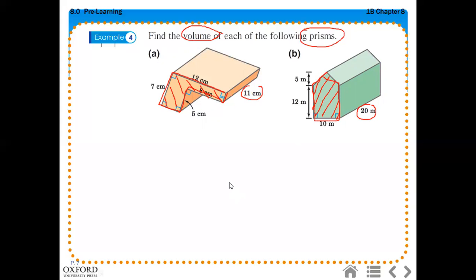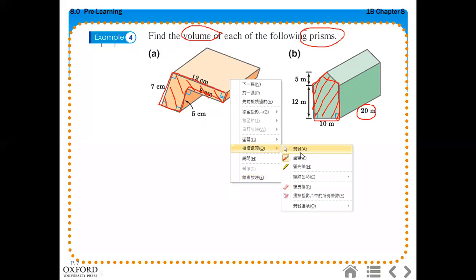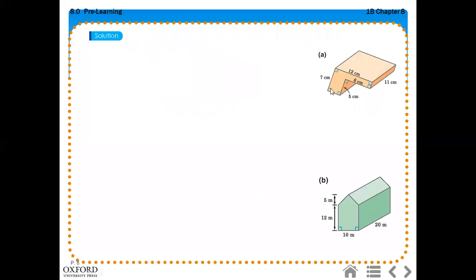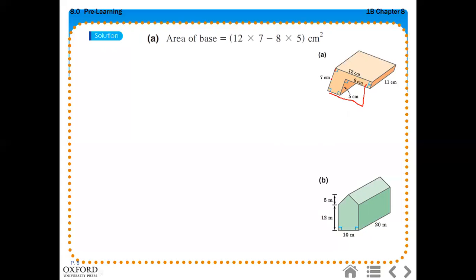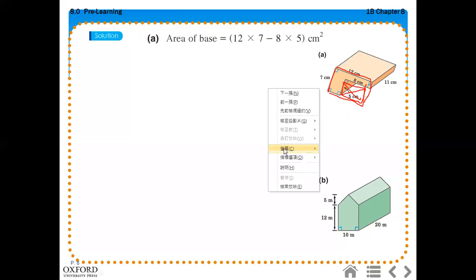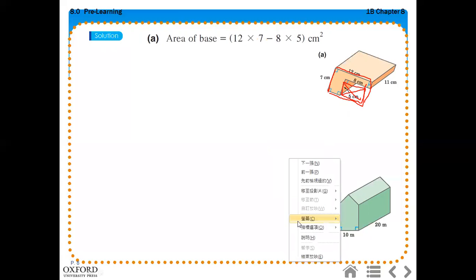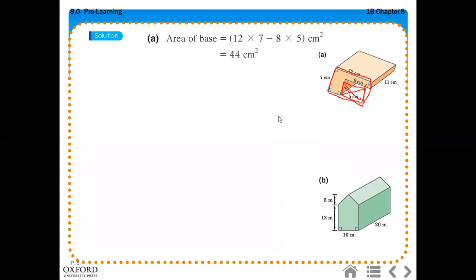Okay, so let's try to find one by one. A, what area is this L shape? You can consider a big rectangle. Cut away a small rectangle here. Cut away this rectangle. So it's the base area. And hence you find the volume times 11.